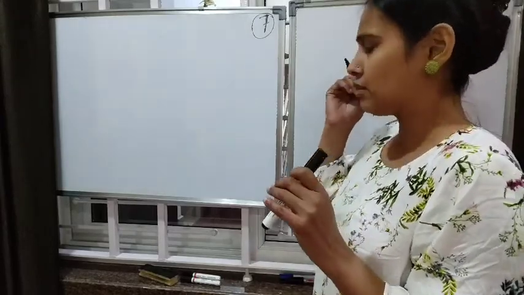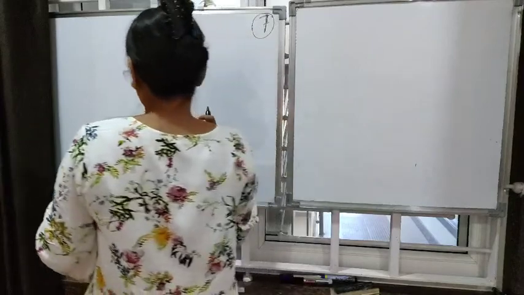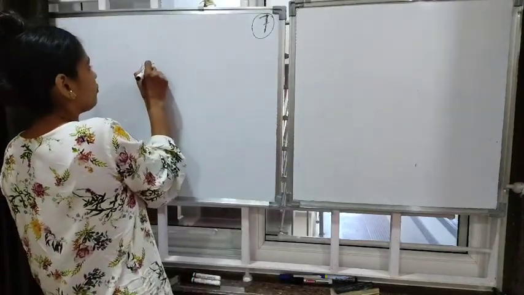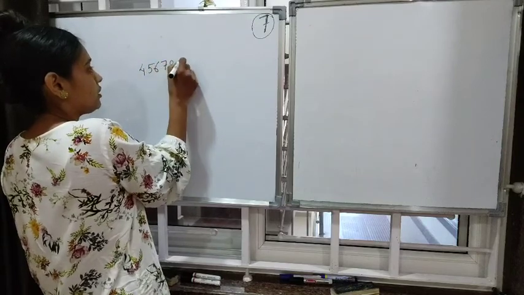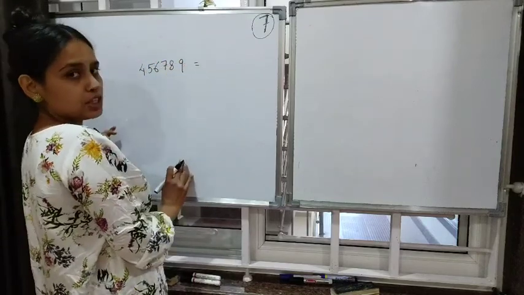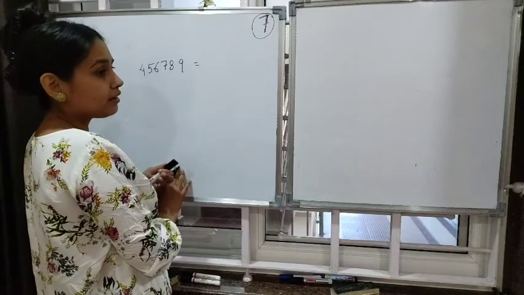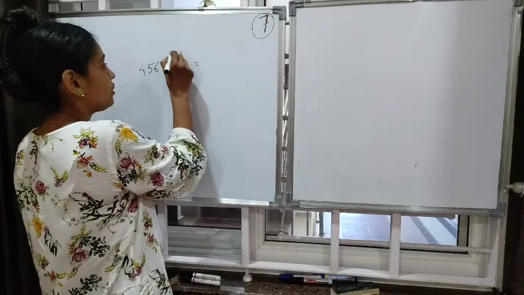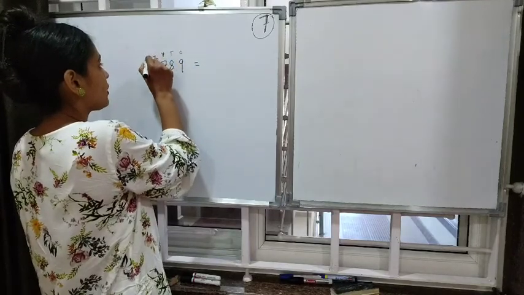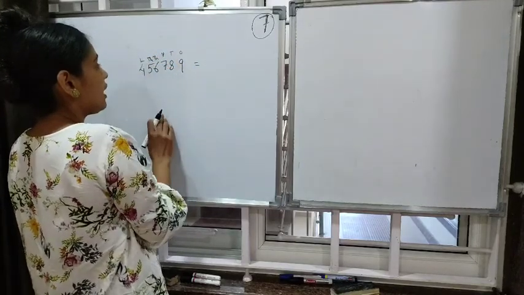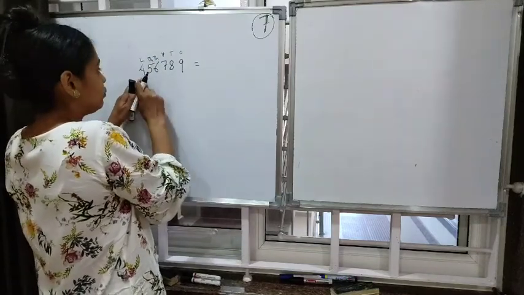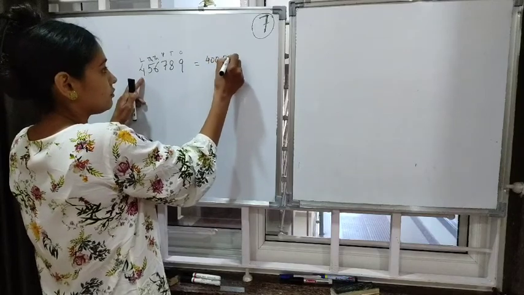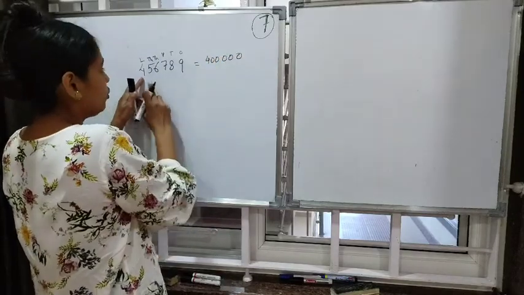So let's start. Let's have a very small example, for example 456789. Suppose this is a number, we will expand. How have we studied to expand? We have studied expansion in primary. Very simple, we put the places, Indian system, and then we write the place values. What is the place value of 4? 4 lakhs. This is the place value of 4.